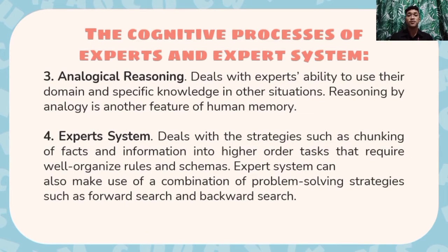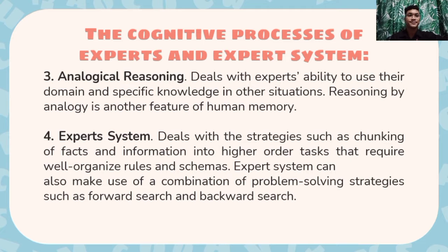The third is analogical reasoning. It deals with the expert's ability to use their domain-specific knowledge in other situations. Reasoning by analogy is another feature of human memory. According to Jean Piaget, analogical reasoning is the ability to perceive the relationship in one instance and use the relationship to narrow down possible answers in similar problems. For example, when a person has a bad experience with a product and decides not to buy anything from the producer because he or she doesn't want to be a victim again, he used analogical reasoning.